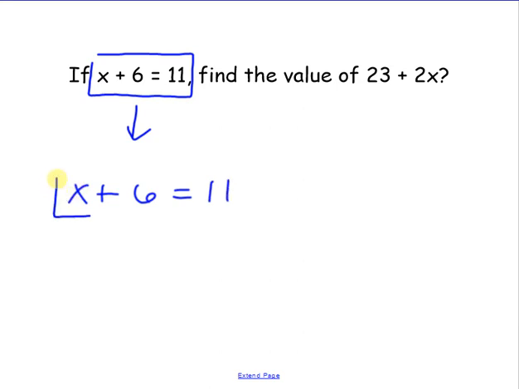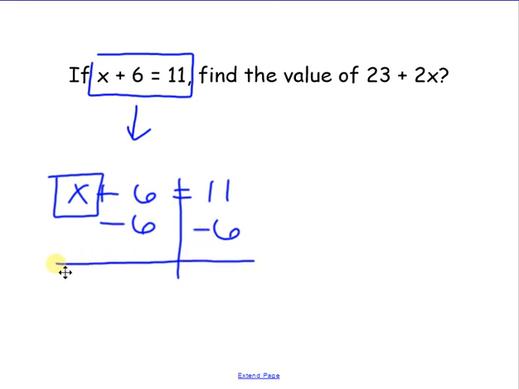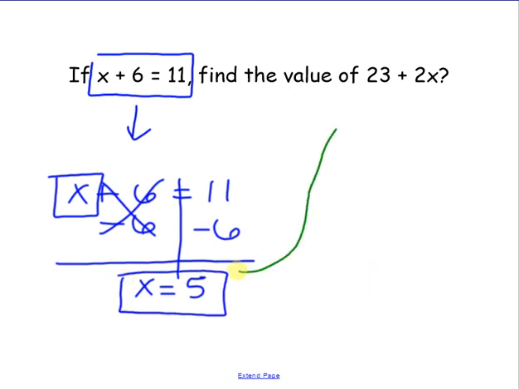Put a box around the variable. Now, this is a plus 6, so what's the opposite? Minus 6. But whatever you do to one side, you have to do to the other. So 6 minus 6 is 0. It goes away. X equals, what's 11 minus 6? 5. So x equals 5. But you're not done because you have to plug it into the rest of the problem.